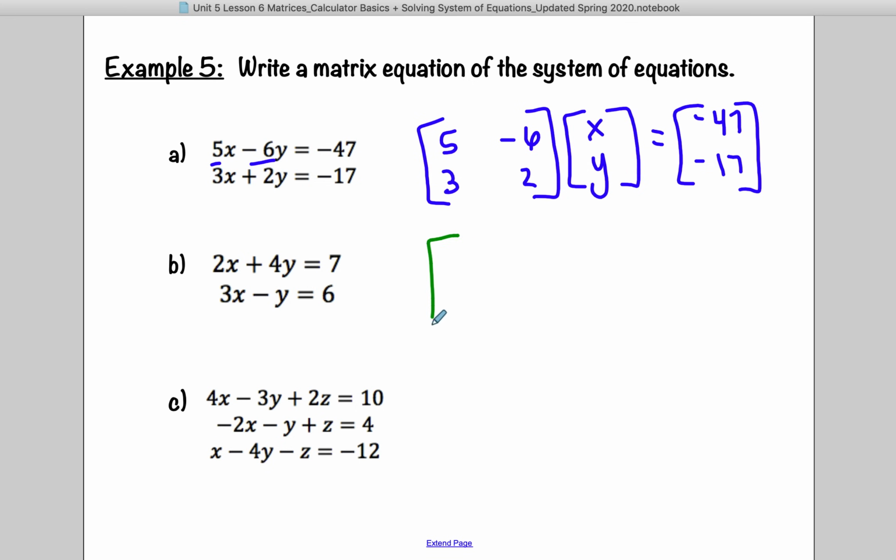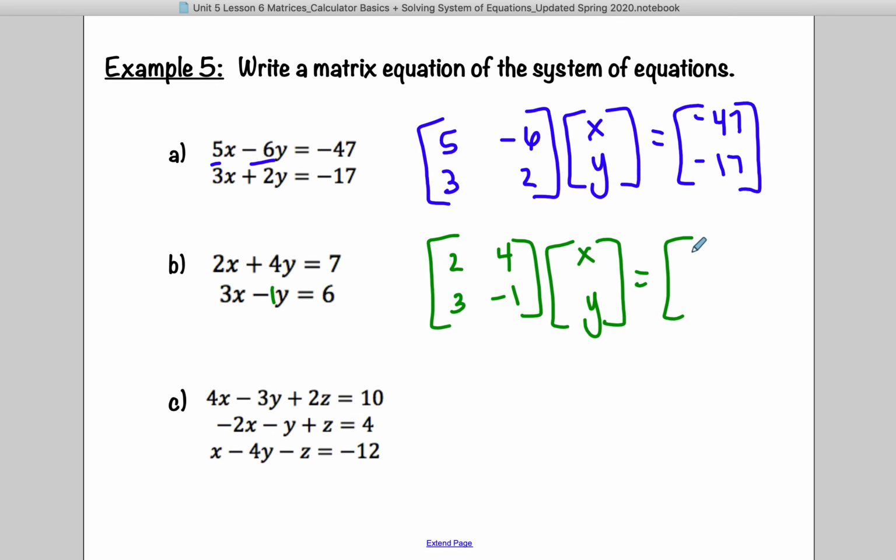Okay, B, let's repeat. We'd have 2 and 3. Then I have 4, and careful, this is a -1. Then it's my variable matrix, so whatever variables I'm working with, x and y. And then that equals 7 and 6.